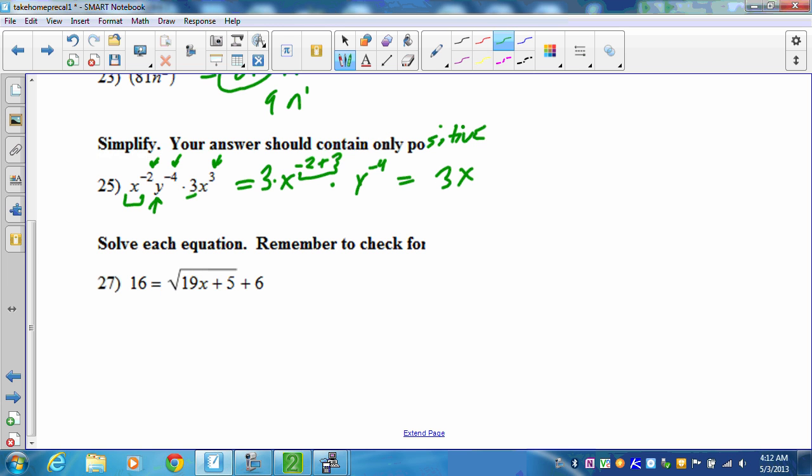So we have 3x. And then, of course, you'll remember that you take negative exponents and you push them down to the denominator, and you can make it positive. So that's that.